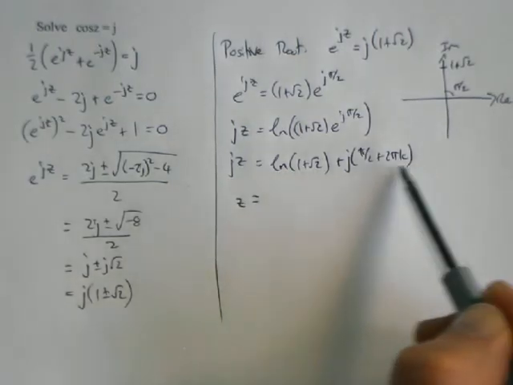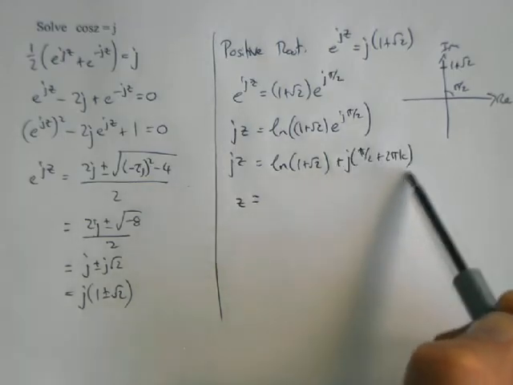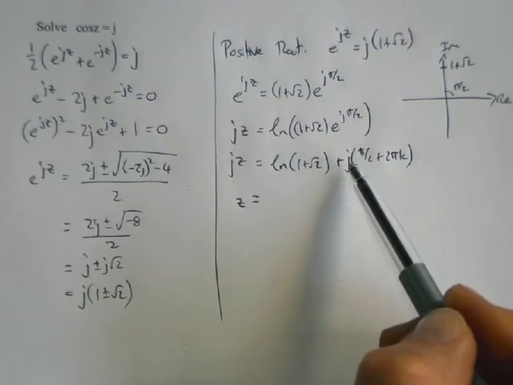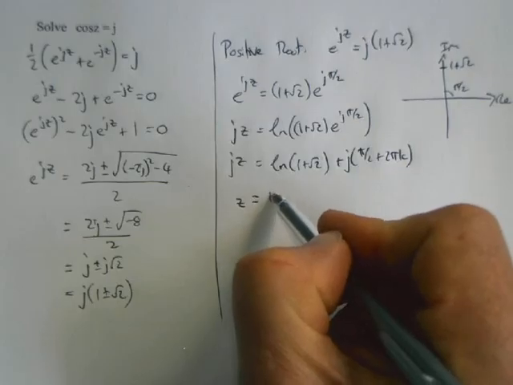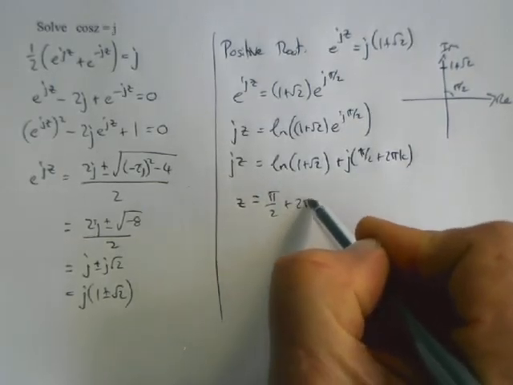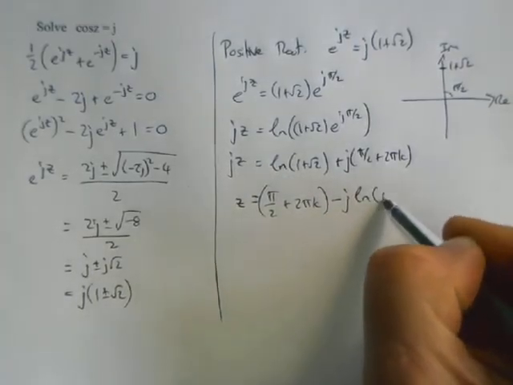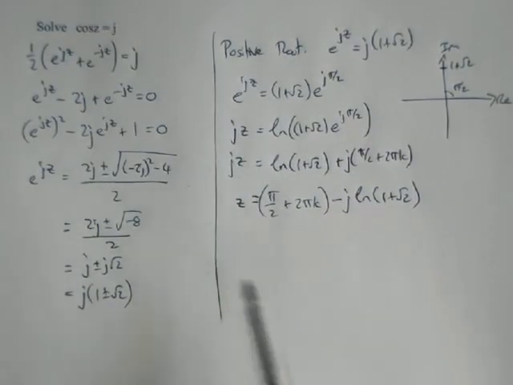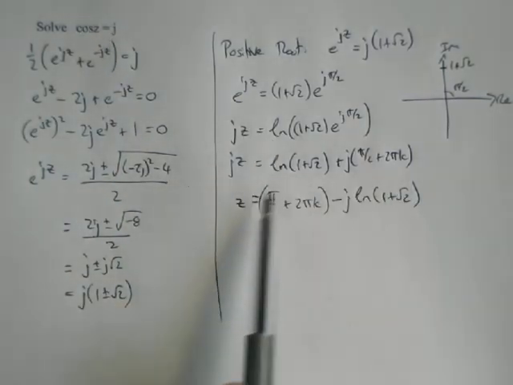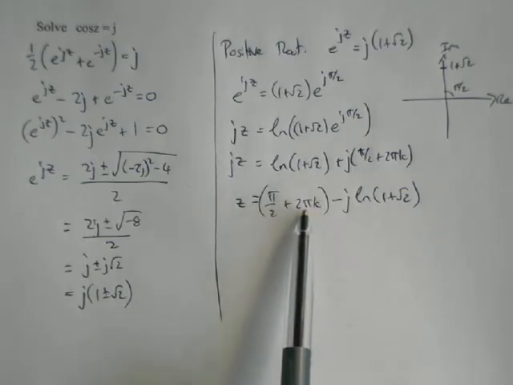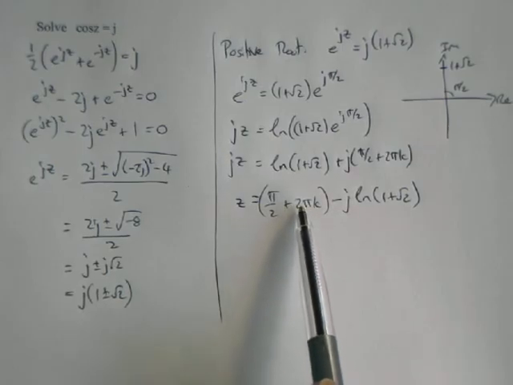So this becomes the real part: pi upon 2 plus 2 pi k is my real bit. Multiplying the log term by negative j gives me minus j log of 1 plus root 2. So I've managed to solve cosine of z equals j, and gone through a bit of a process, and I've come up with, unsurprisingly, an infinite number of solutions, because cosine is a cyclical function, so you're going to have repeating terms.